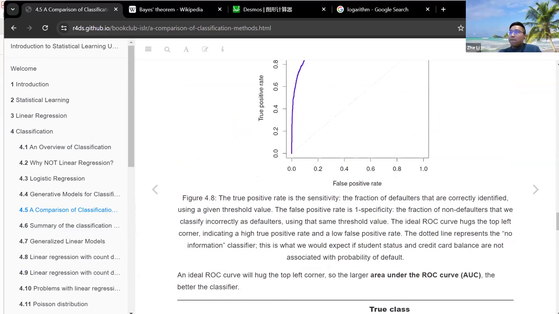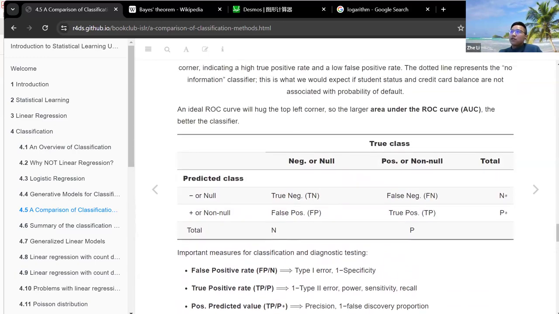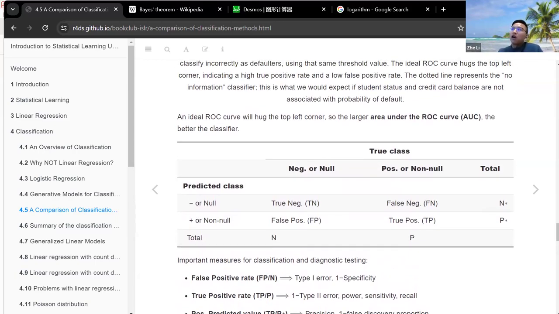Under this matrix, we can calculate the overall error rate. That is, if we take into account the overall case of our training data set, the true predictions are the ones down the diagonal line, the true negative and the true positive, whereas for all the false predictions, we take the proportion of these false predictions to get the overall test error.